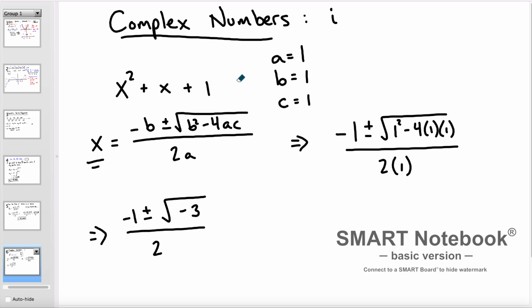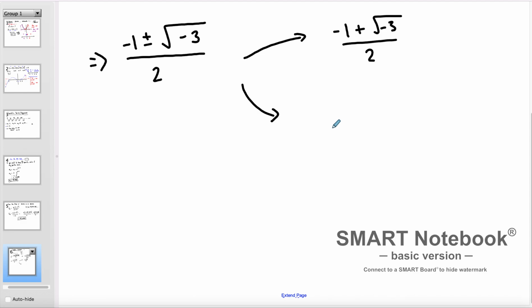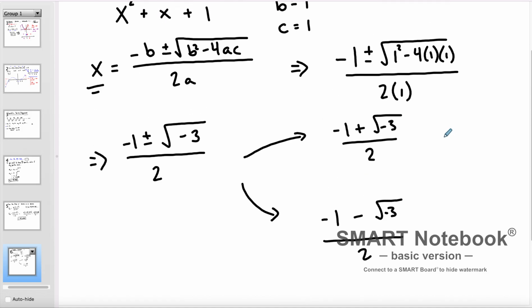All right. Now we have two scenarios. You can see we can split this up into one scenario and a second scenario. First, we have negative 1 plus the square root of negative 3 over 2. In the second scenario, we have negative 1 minus the square root of negative 3 over 2. Okay? That's what that plus or minus means there.